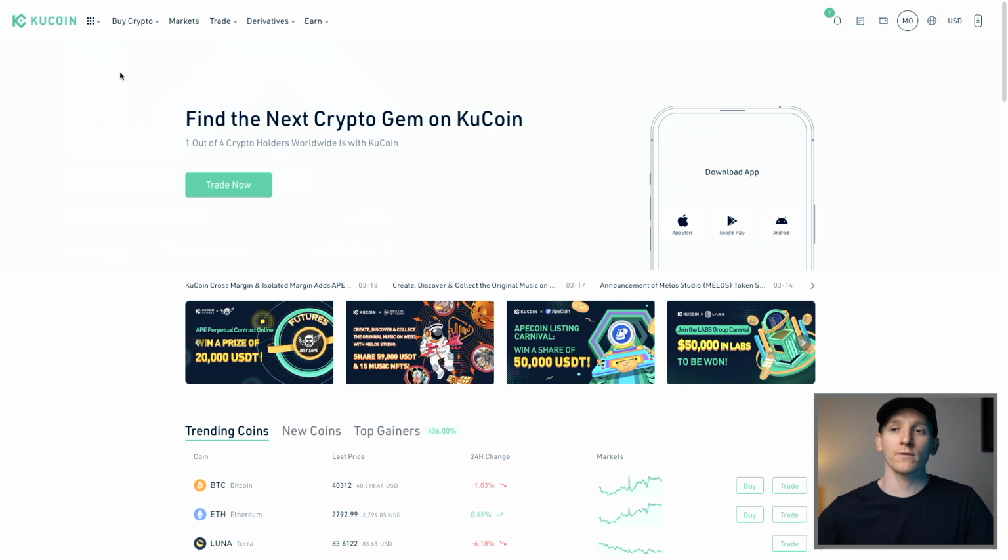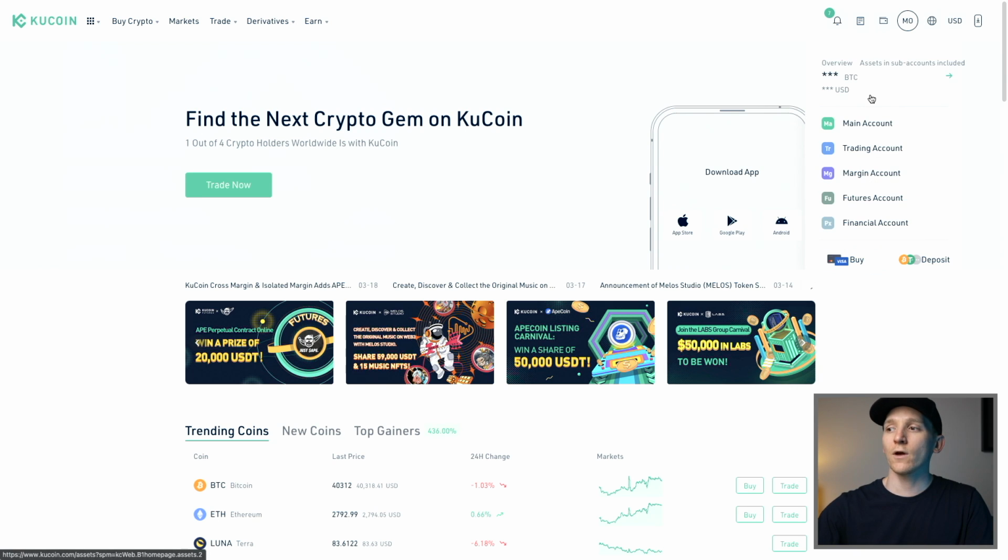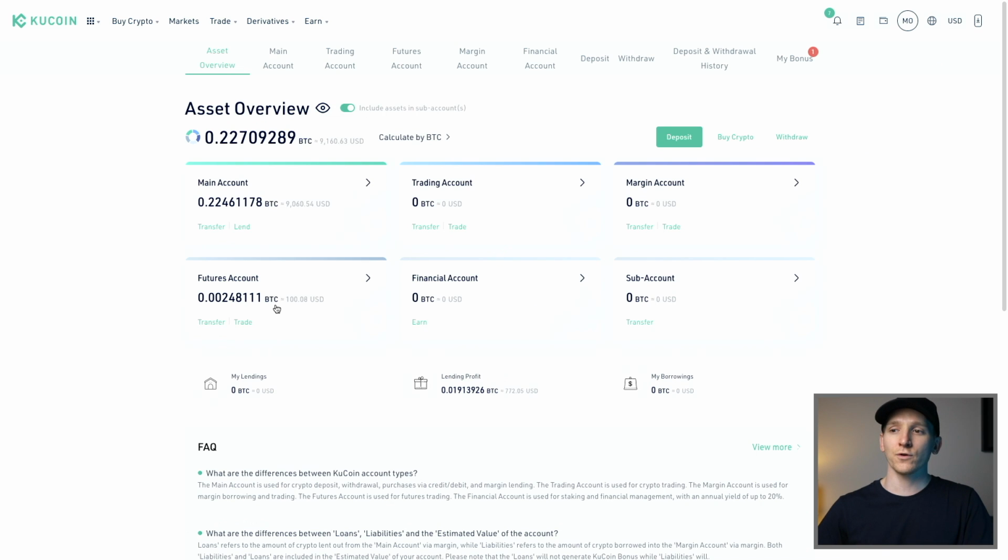Firstly, though, we need to get some money into our futures trading account because KuCoin separates all of the accounts. So once you have an account set up, you need to come over to the overview right here. I'll just click on this and you can see all the different types of accounts that you can actually load up. So you have a main account. You can see the margin account as well if you want to put some money onto your margin account, or your futures account right here.